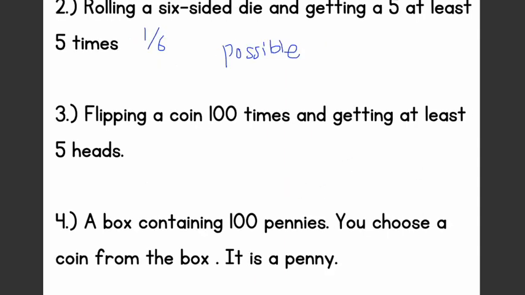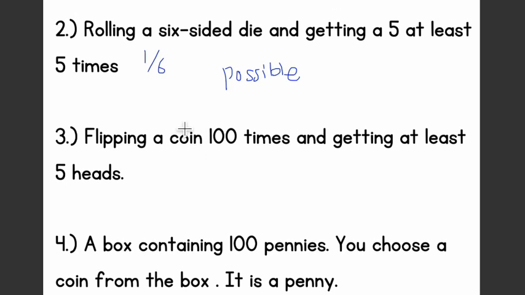Number 3, flipping a coin 100 times and getting at least 5 heads. Now, as you know, flipping a coin, there's a 1 in 2 chance of getting a heads or a tails, because there's 2 sides. Now, this one says that if we flip a coin 100 times, is it possible to get at least 5 heads?